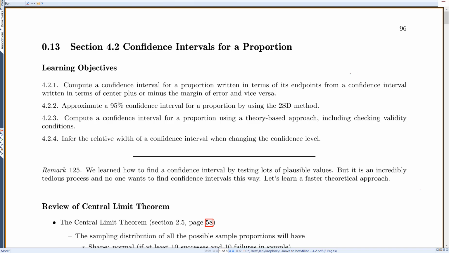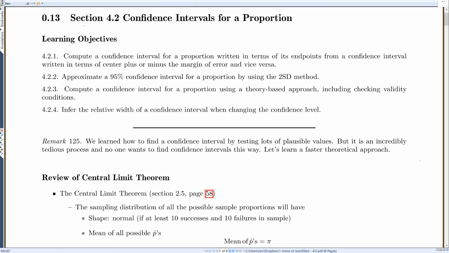This is section 4.2. We're doing confidence intervals for a proportion. So we learned how to find a confidence interval by testing lots of plausible values. But that's an incredibly tedious process. No one wants to find confidence intervals that way. So what we're going to do is learn a faster, more theoretical approach.